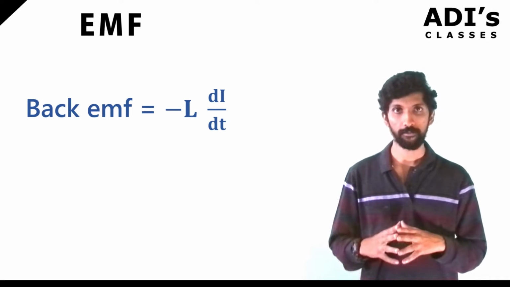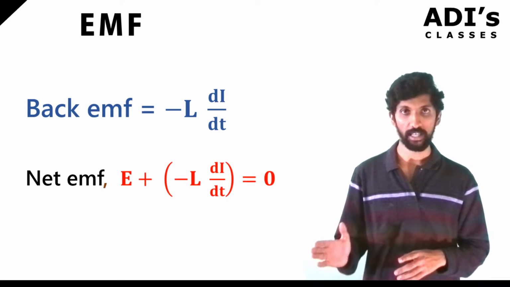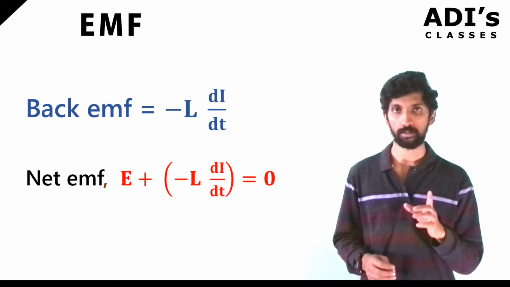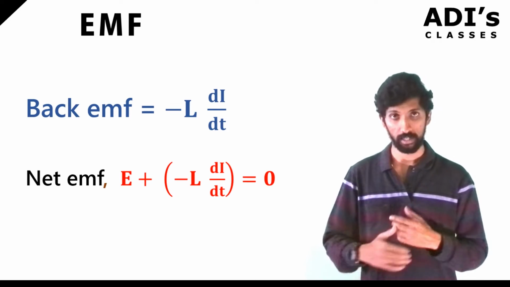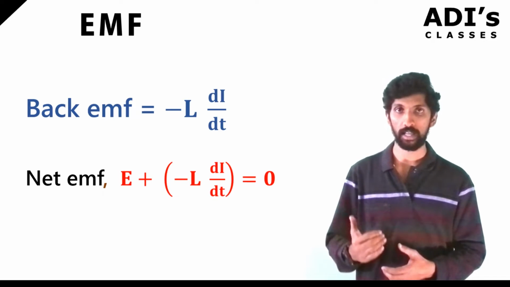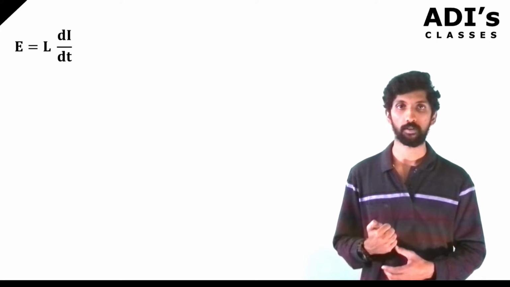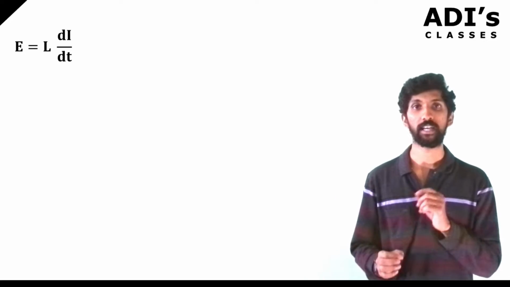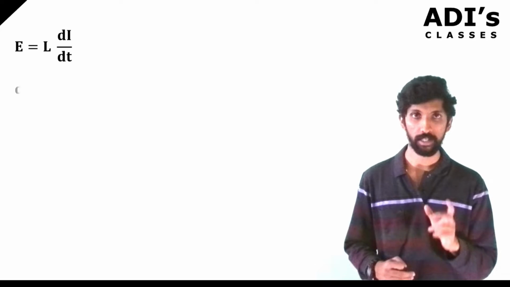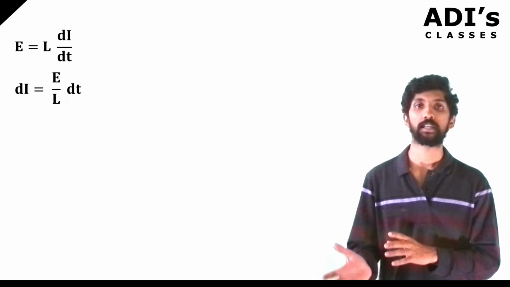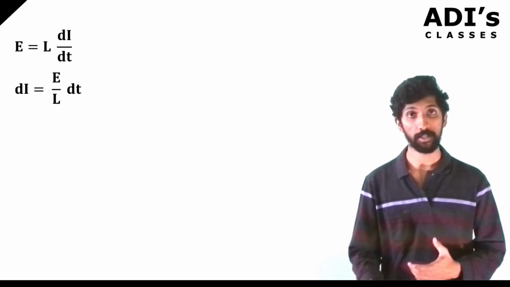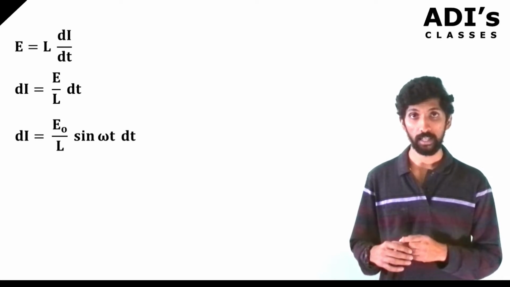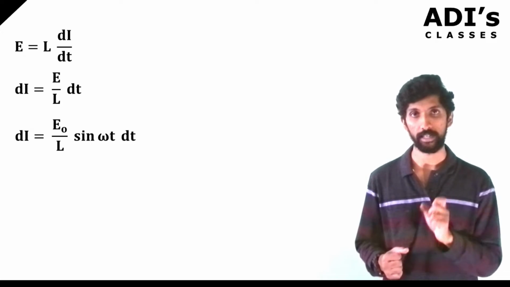So the net EMF will be nothing but E plus or minus L di by dt is equal to 0. In other words, we have E is equal to L di by dt. So this will be the total instantaneous EMF. di will be equal to E by L into dt. Now what was E? E naught sine omega t. Now substitute that. So we will get di is equal to E naught by L sine omega t dt.